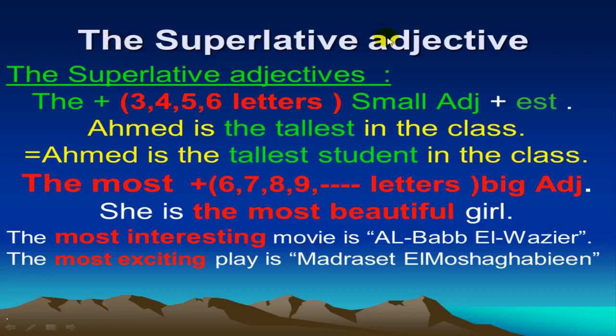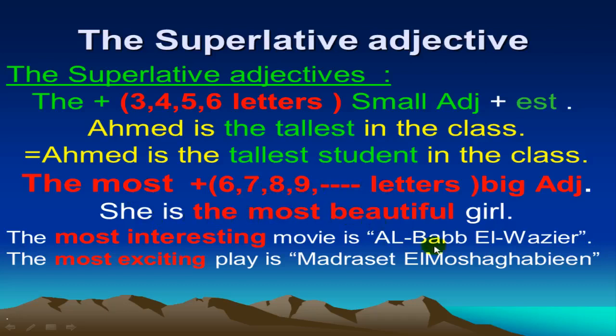The superlative adjective: you write the small adjective, three, four, five, six letters, plus est. Ahmed is the tallest in the class. Ahmed is the tallest student in the class. The most plus a big adjective, six, seven, eight, nine, ten letters. A very big adjective, more than six letters.